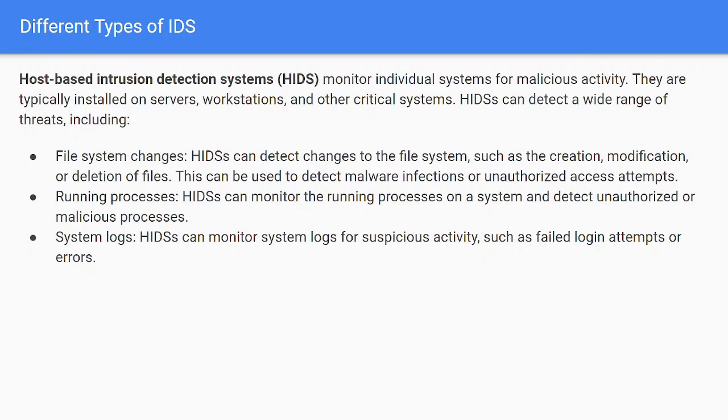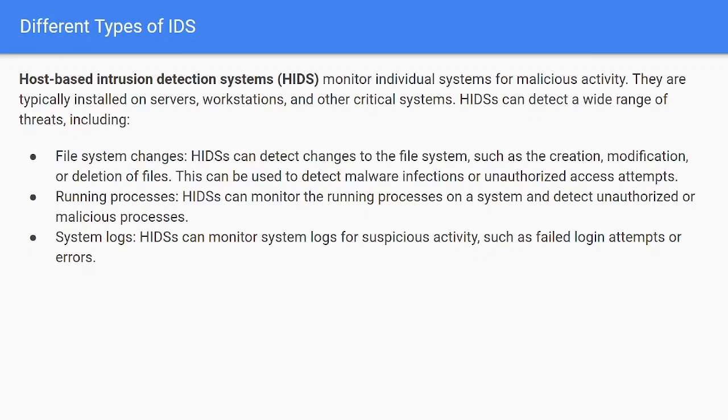HIDS can detect a wide range of threats. Number one, file system changes. HIDS can detect changes to files such as creation, modification, and deletion of files. This can be used to detect malware infection or unauthorized access attempts. Sometimes when malware occurs in a system, it starts modifying files, it starts deleting files, and HIDS will be able to pick up that behavior and raise an alarm.